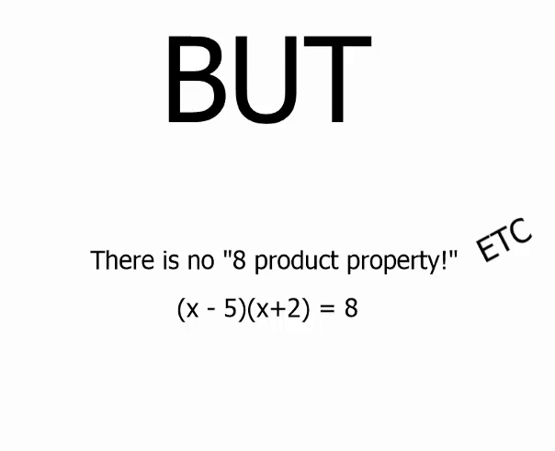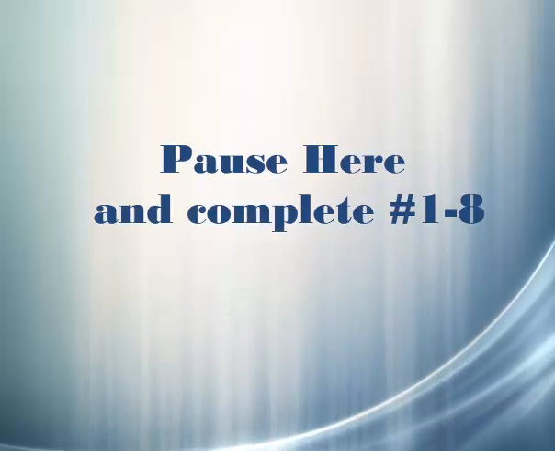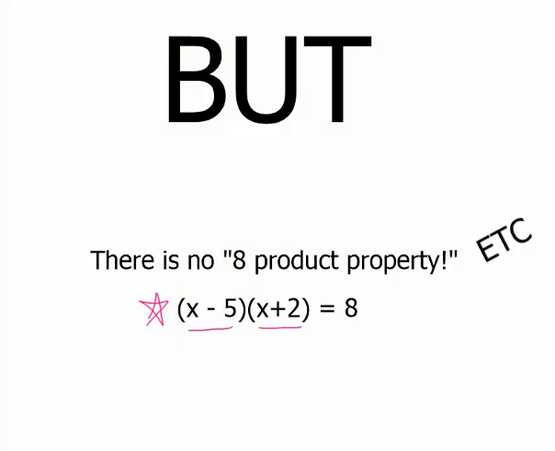But there is no 8 product property. If I had something like this, I can't set each of these factors equal to 8. I don't know what these could be. To get something equal to 8, I could have the square root of 10 times the square root of 6.4. Having a product of 8 doesn't tell me anything. So how would I solve this? I would have to expand the product of the binomials, subtract 8 from both sides, and then factor.